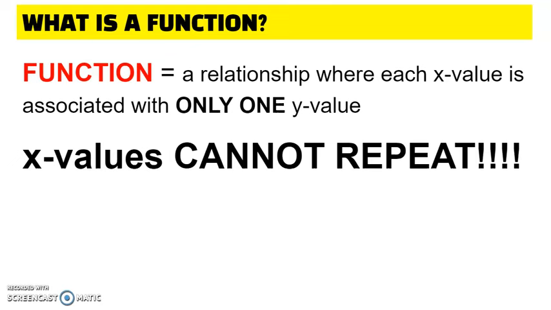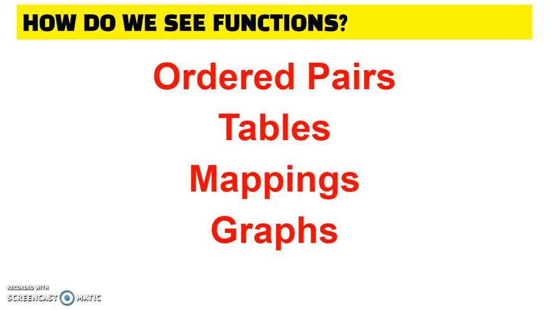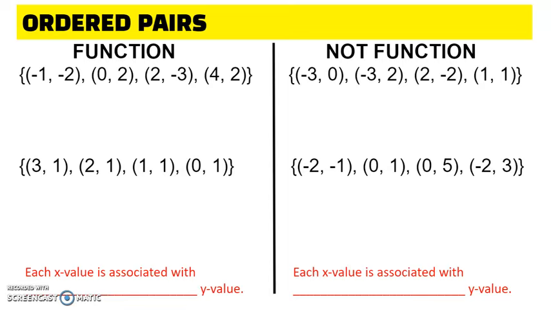X values cannot repeat. So where do we see functions? We see them in ordered pairs, tables, mappings, graphs, lots of different ways that you can see them. This is our focus for today. Okay, so we're going to start with ordered pairs.